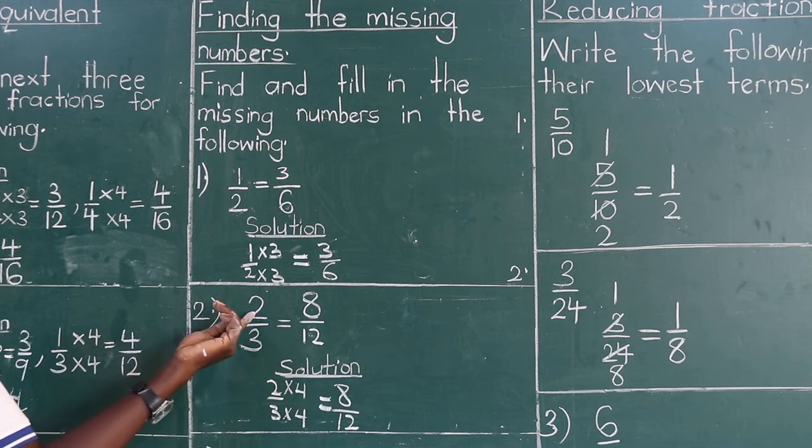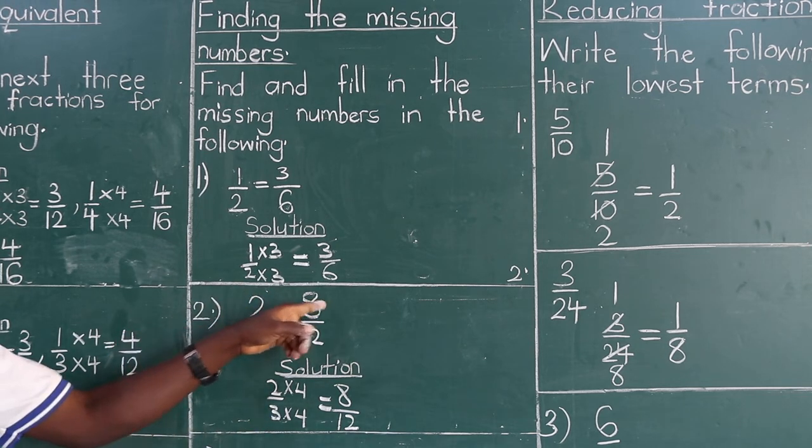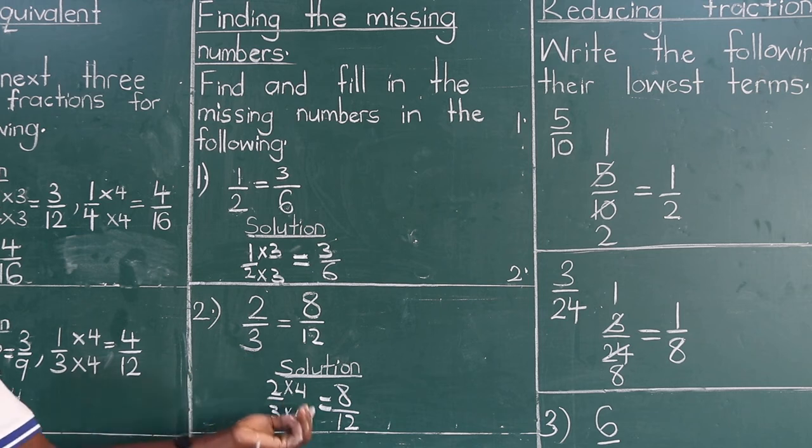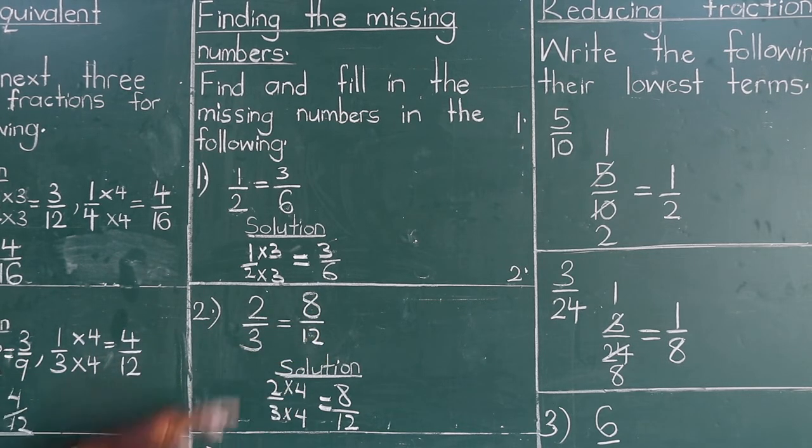What do I multiply 2 by to get 8? I'll multiply by 4. So 2 times 4 is 8. Then 3 times the same 4, you'll get that 12 to be filled down here. And don't forget a fully filled fraction is 8 out of 12, which is equivalent to 2/3. That is application of the equivalent fraction knowledge we have just acquired in the previous examples.